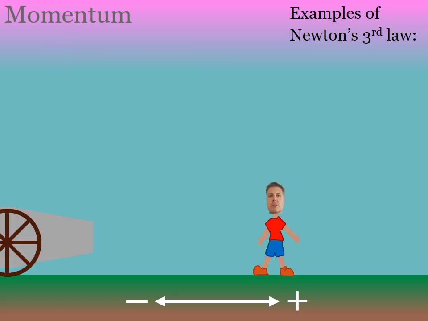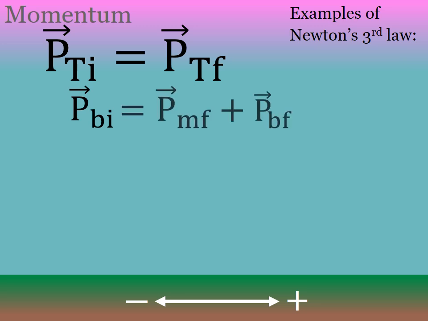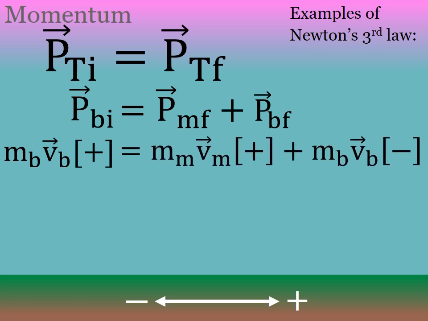Now let's say I got that same paintball, but instead of breaking open, it hits me and bounces off. Again, the total momentum at the beginning equals the total momentum at the end. Initially, it's just the paintball coming in. At the end, it's the paintball that's moving as well as myself. Initially, the paintball was going in the positive direction. Afterwards, I was going in the positive direction, but the paintball was going in the negative direction.